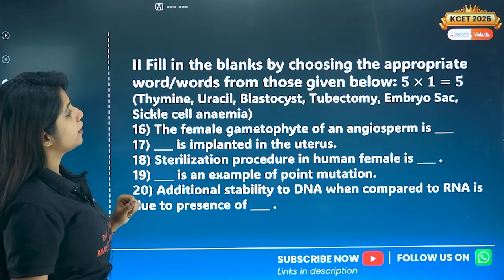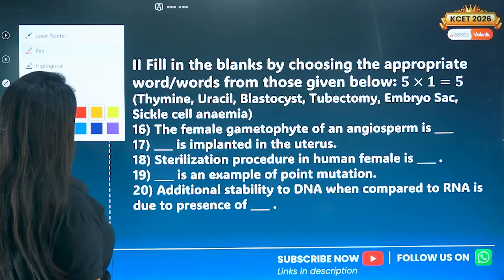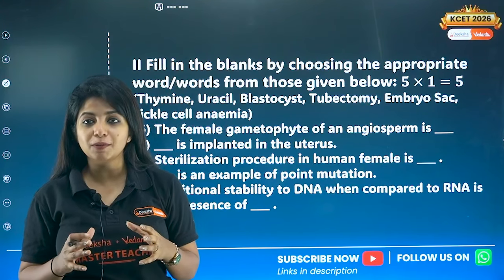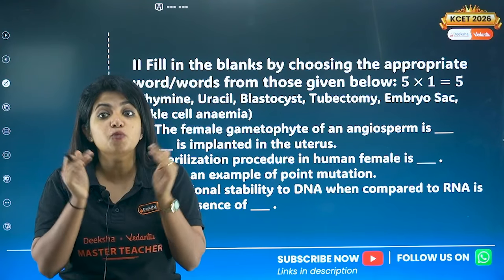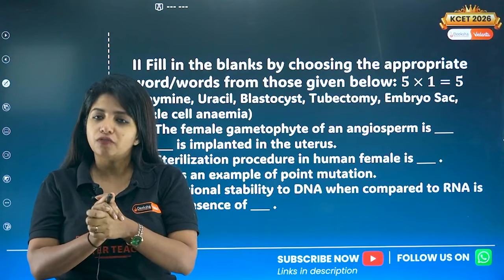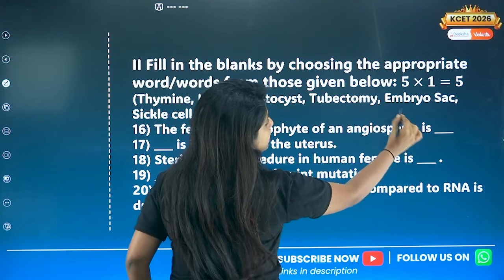Now next thing, fill in the blanks by choosing the appropriate words from the given options. The female gametophyte of an angiosperm is known as, what do you call the female gametophyte, my dear children? Gametophyte means the one that will be having the gamete within it. It is going to give rise to the gametes. The female gametophyte is known as embryo sac.